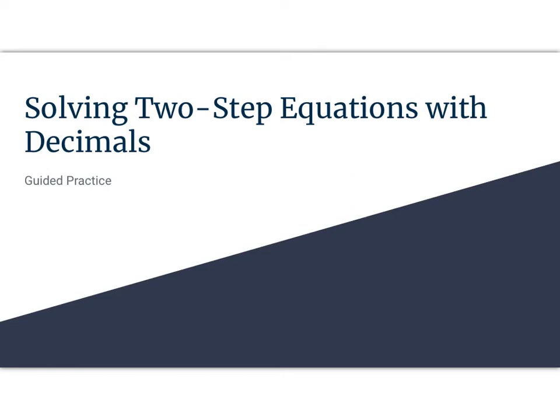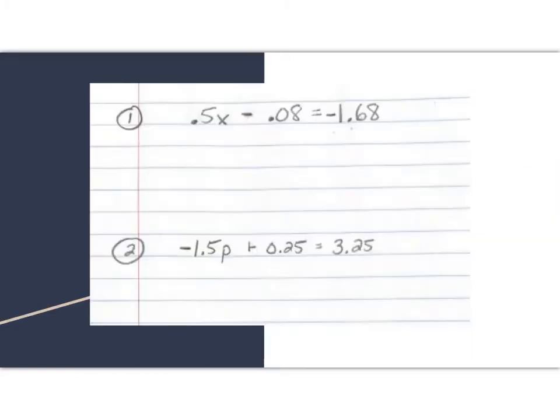Today we're going to be working on solving two-step equations with decimals. Alright, let's go ahead and look at question number 1. We have 5/10 x minus 8/100 equals -1 68/100.